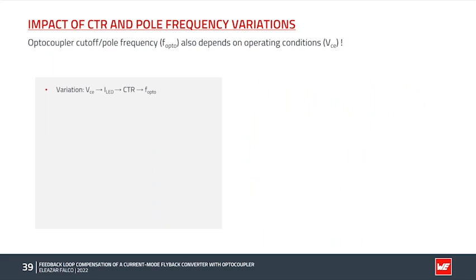It is also important to know that the optocoupler pole frequency varies with optocoupler CTR, which then also changes with LED current, which in turn depends on the collector emitter voltage in this application. The collector emitter voltage, as we saw, is the output voltage of the compensator, which is set by the control loop action based on the converter operating conditions like input voltage and load current.